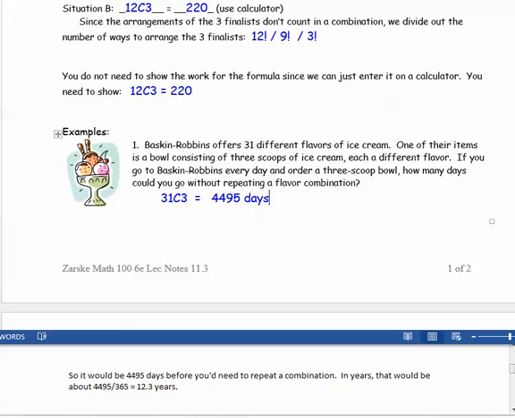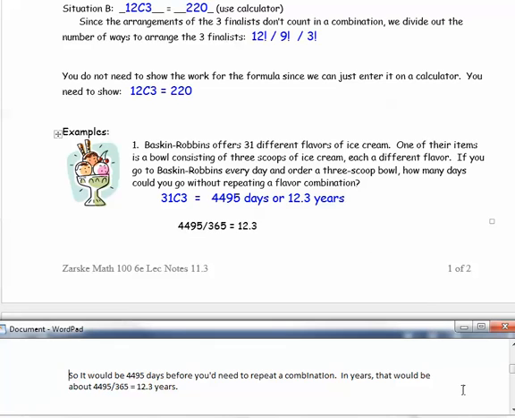So if we wanted to know how that would be in years, to convert it to years, you would divide by 365. So 4,495 divided by 365 comes out to about 12.3, so it would take a little over 12 years before you would ever have to repeat a flavor combination.